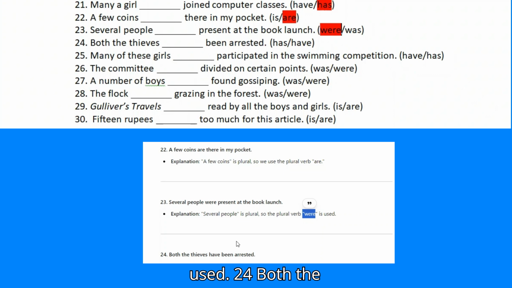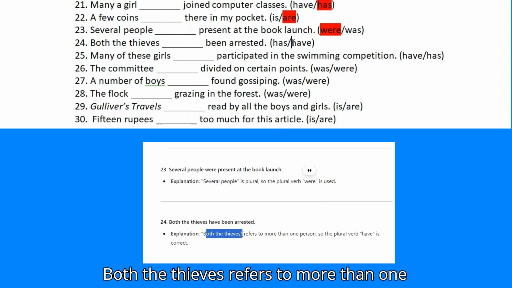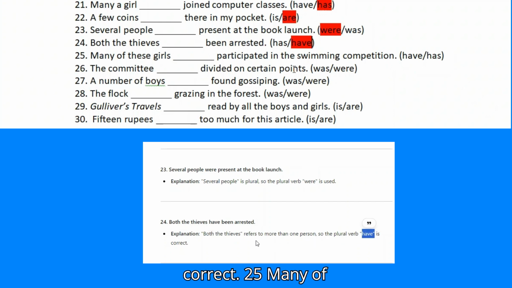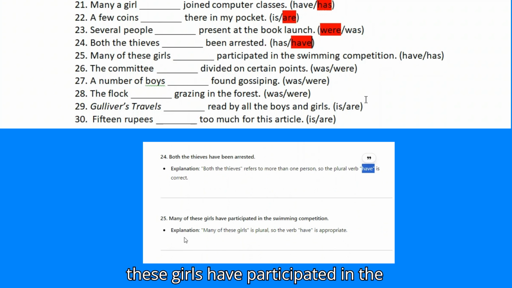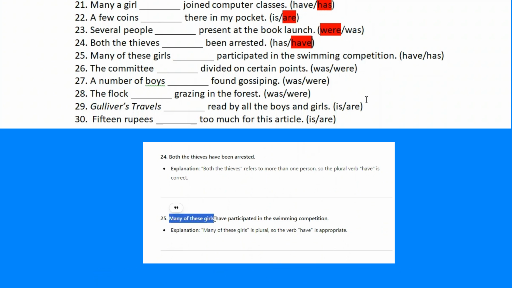24. Both the thieves have been arrested. Explanation. Both the thieves refers to more than one person, so the plural verb have is correct. 25. Many of these girls have participated in the swimming competition. Many of these girls is plural, so the verb have is appropriate.